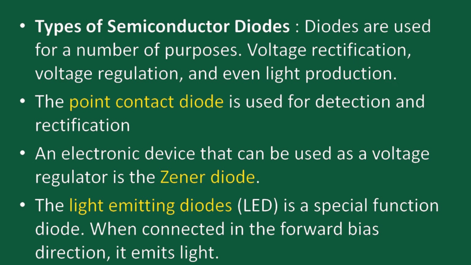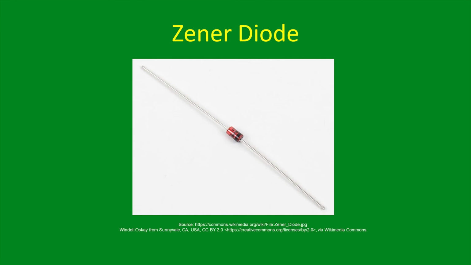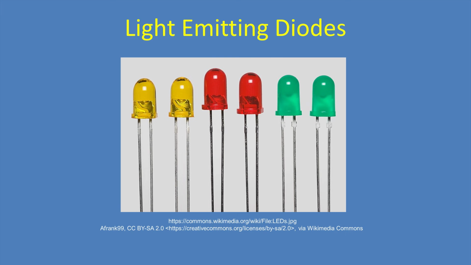Types of semiconductor diodes. Diodes are used for a number of purposes: voltage rectification, voltage regulation and even light production. The point contact diode is used for detection and rectification. An electronic device that can be used as a voltage regulator is the Zener diode. The light emitting diode, LED, is a special function diode. When connected in the forward bias direction, it emits light.